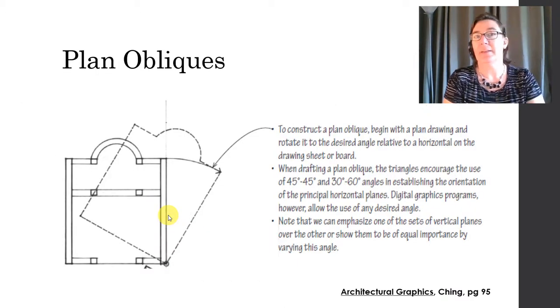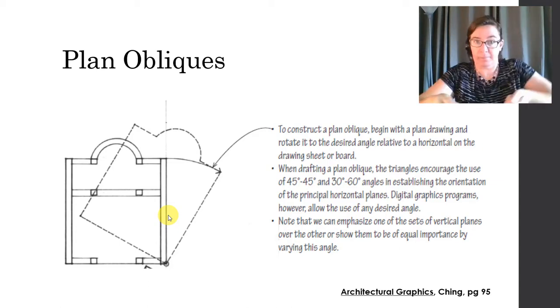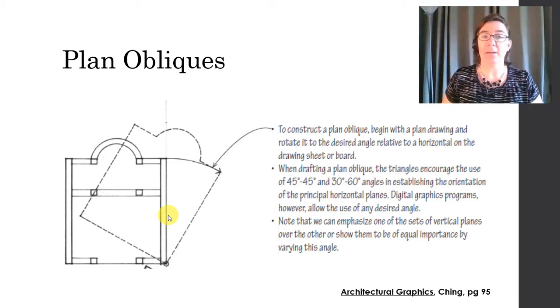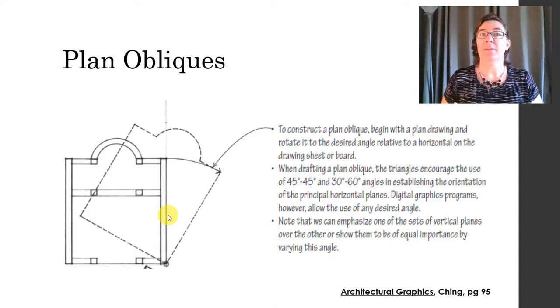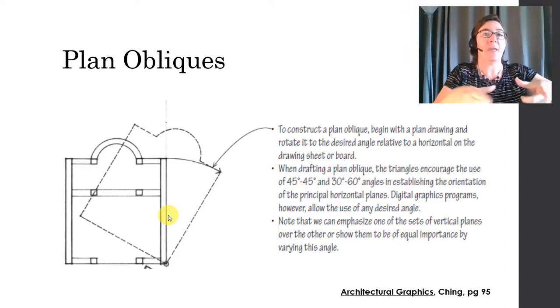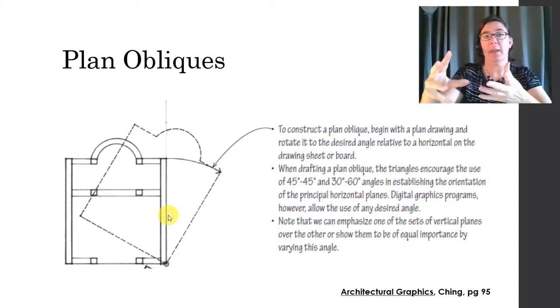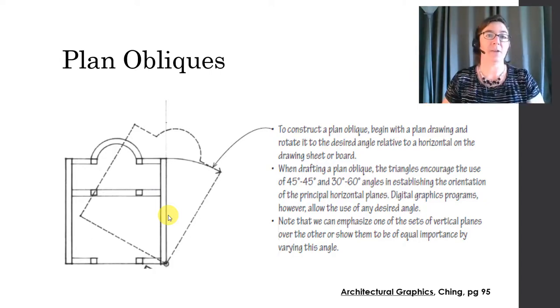So let's go into a little bit more detail about plan obliques. To construct your plan oblique, you're going to start with your plan drawing and literally rotate it on a particular angle. Now, in hand drafting, which we're going to be drawing by hand, you typically rotate it either 45 degrees or 30-60 because that's what triangles you have, and those are easy to do. If you want to do this in a computer, you can do it to any angle you like. And notice, depending on which angle you choose, you're really choosing the view of your building, the three-dimensional view.